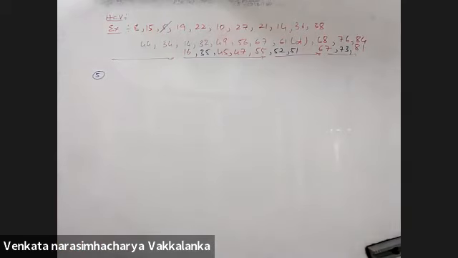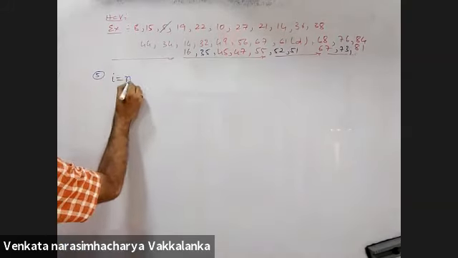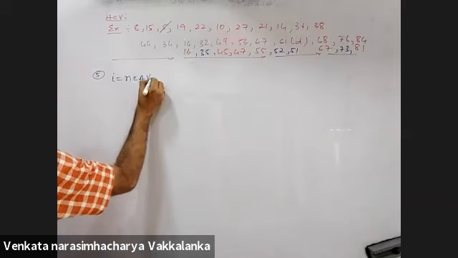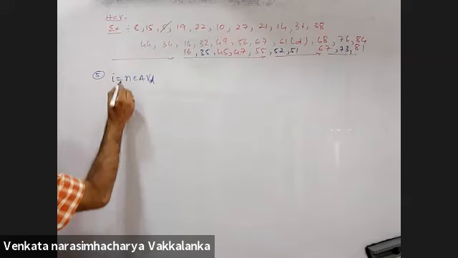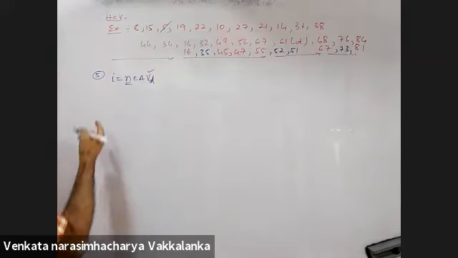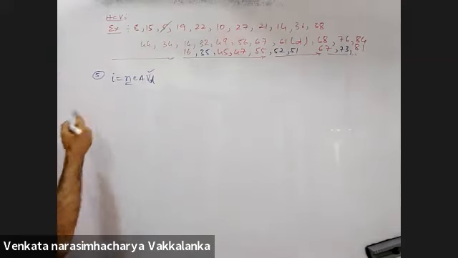Fifth question. Assume one free electron per atom. Calculate the drift speed of the free electron in the wire. Current density of copper. Fifth question. I is nevd. Right? All you have to do is calculate n. You will get this. How will you get the Avogadro number?